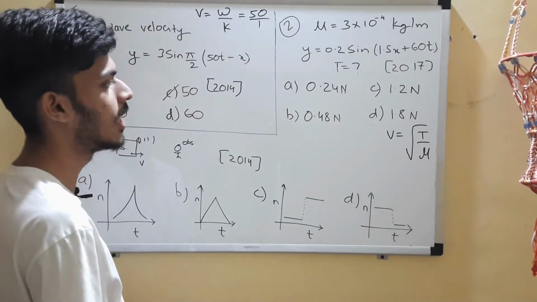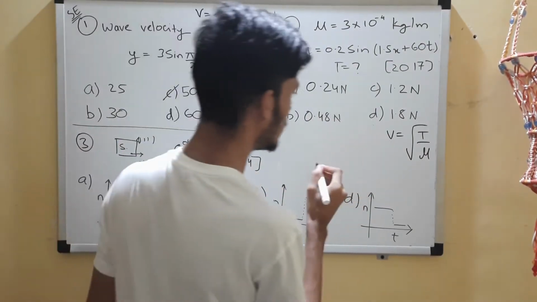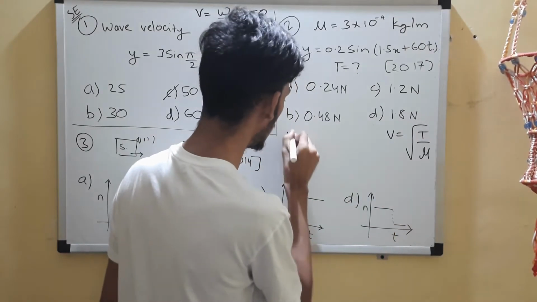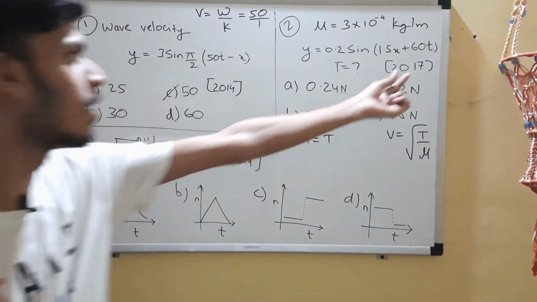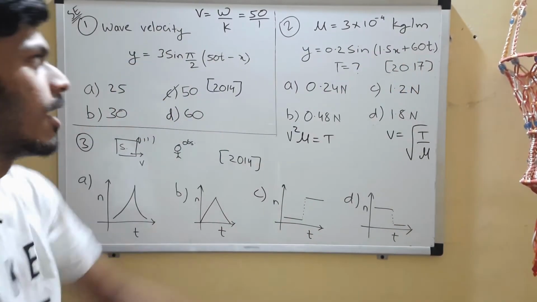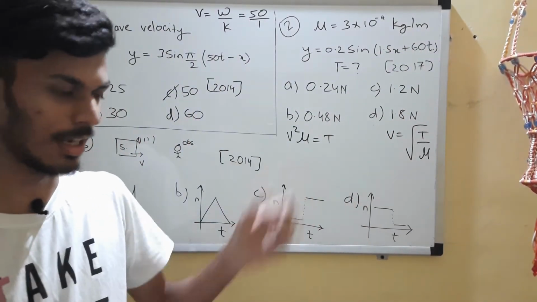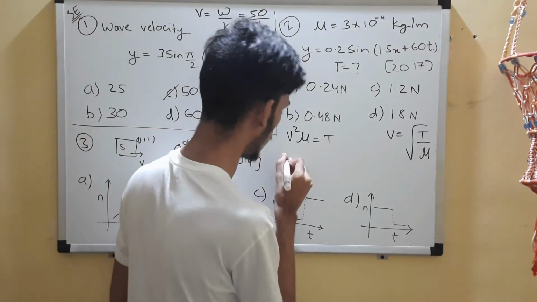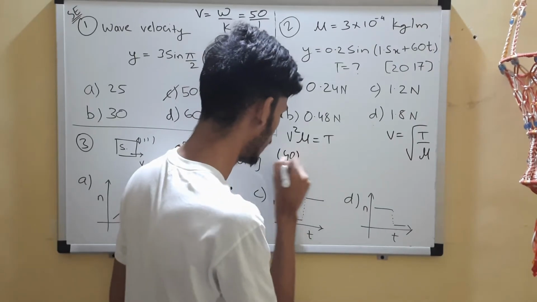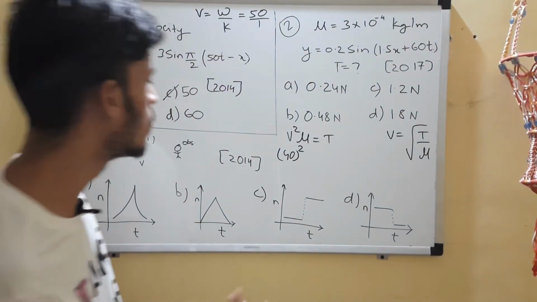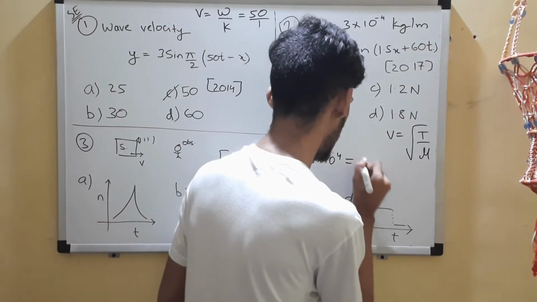So from here you can find T, and for v you can use omega by k, right? So substitute over there. So you have to find T, right? So v square into mu will give you T, right? v square will be omega by k the whole square, 60 by 1.5. So 60 divided by 1.5, 15 4s are 60, right? So that will be squared, so 40. So 1.5, 40s are 60, right? So 40 squared into mu, mu is 3 into 10 to the power minus 4. Okay, and this will be the tension, right?